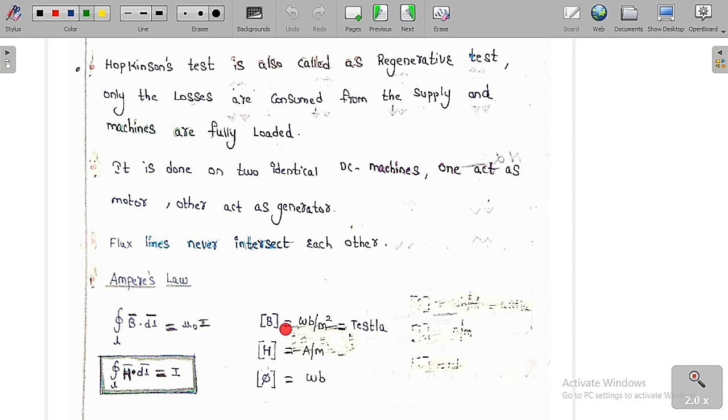So magnetic flux density is equal to flux per area, so it is called Weber per meter square. As per Ampere's law, the closed line integral of B dot dl is equal to mu naught into I. So if you take B by mu naught, B by mu naught is nothing but H, because B is equal to mu into H, so H is equal to B by mu naught. Therefore, the closed line integral of H dot dl is equal to current I.